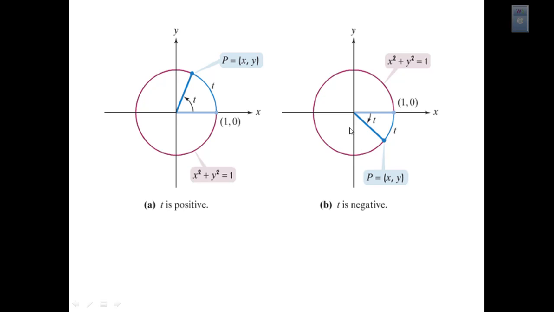And if you don't remember what standard position means, its vertex is at the origin and its initial side is along the positive x-axis. And that's what we measure from.